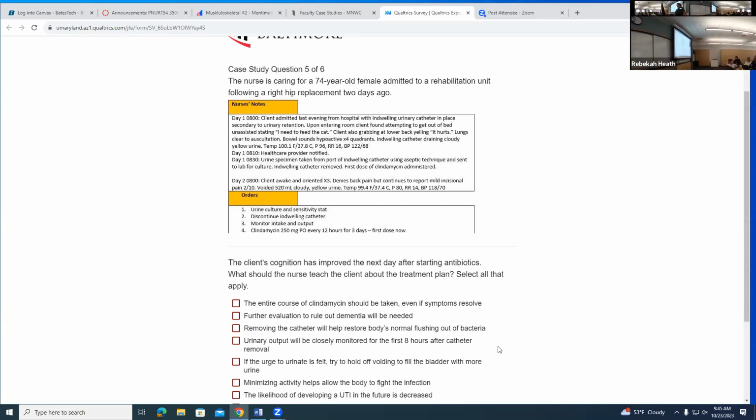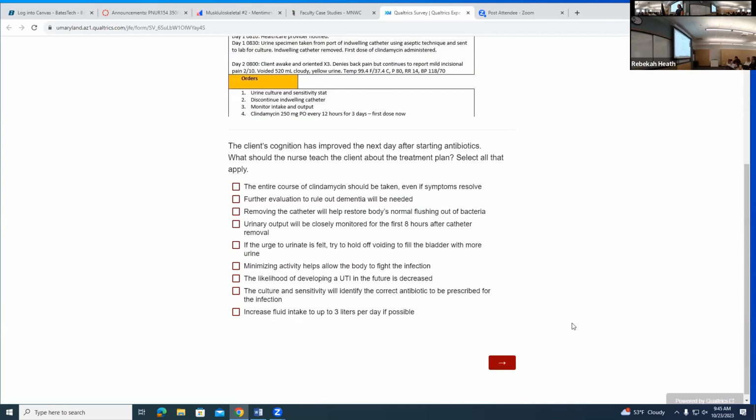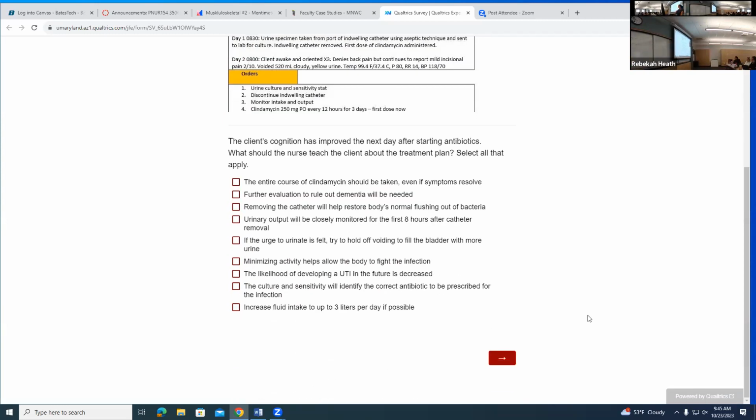And now it's saying, hey, the client's cognition improved the next day after starting antibiotics. What should the nurse teach the client about the treatment plan? Select all that apply. So this is different. We want to make sure we know, like I said earlier, are we saying what are the things that are appropriate or not appropriate? We want to say, what do we need to make sure we teach them? So the entire course of clindamycin should be taken even if symptoms resolve. Yes, we always want them to take all of those.